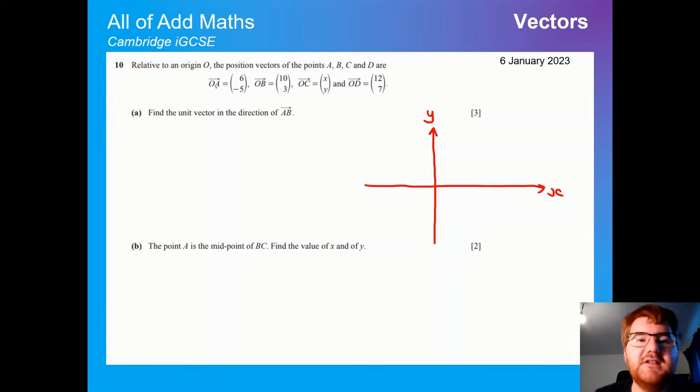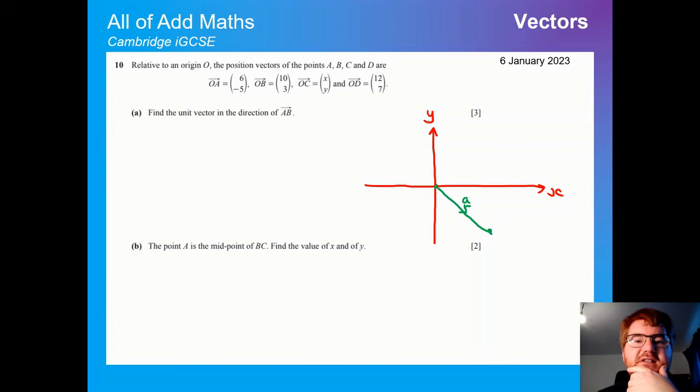So first of all, we've got the vector OA. Remember, we're always starting at the origin because we're doing position vectors here. So we're going to go 6, minus 5. So that's 6 to the right and 5 downwards. Again, not to scale in the slightest here, but just to give you an idea of what's going on. So this is going to be the vector A here.